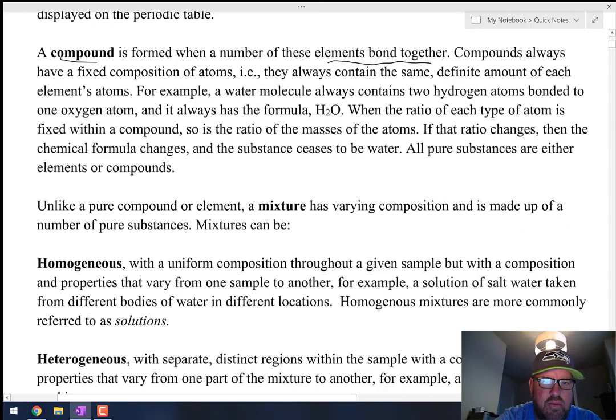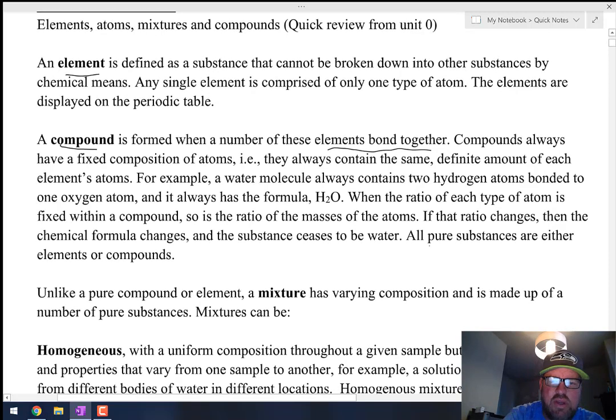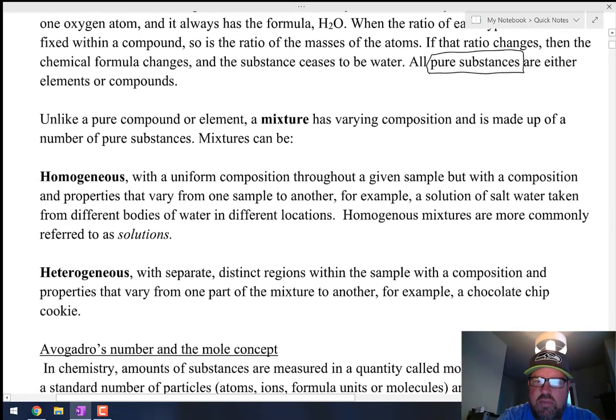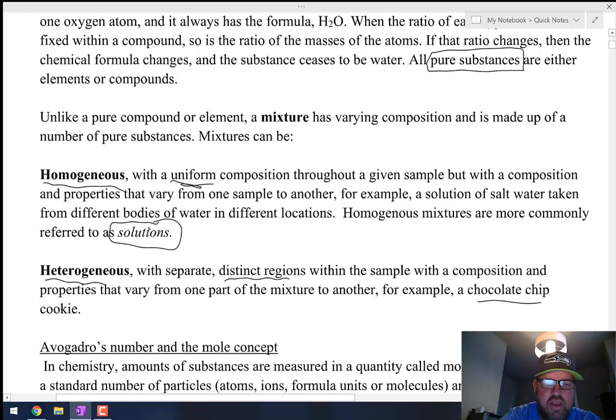Remember that elements and compounds are what we call pure substances. And then you can have mixtures. Mixtures are not pure substances. You can have homogeneous mixtures that are uniform throughout. We often call them solutions, like when you dissolve salt in water. And you can have heterogeneous mixtures, like a chocolate chip cookie with distinct regions within the sample.